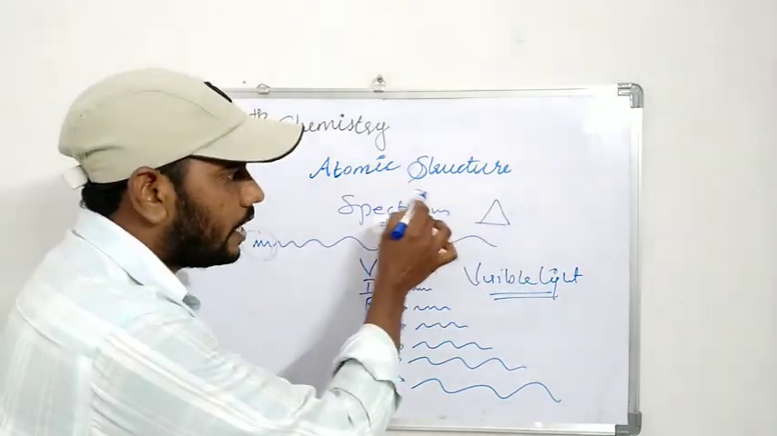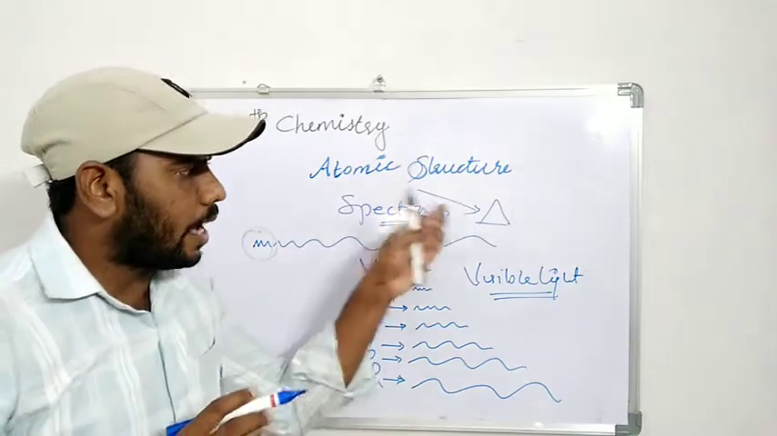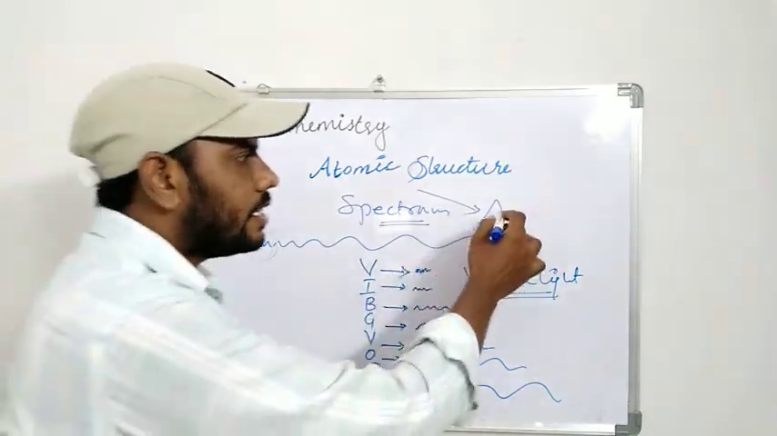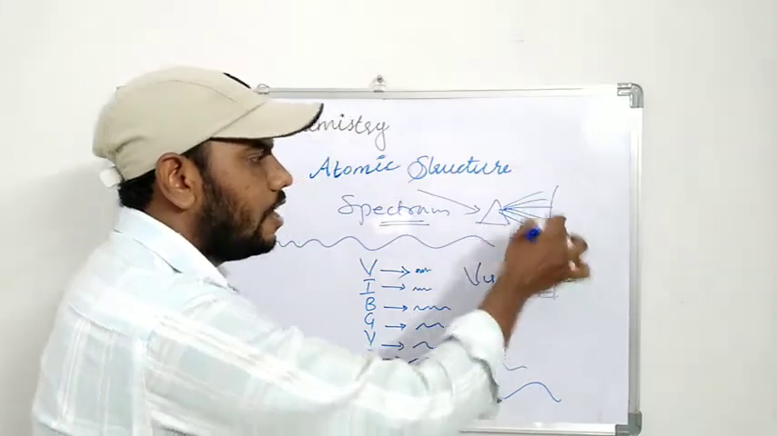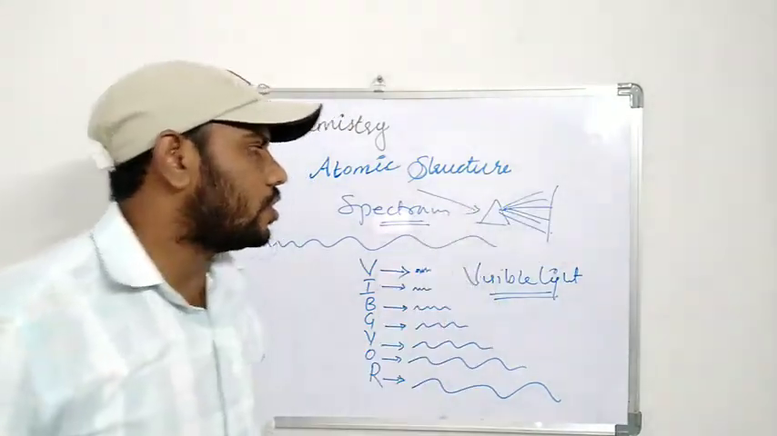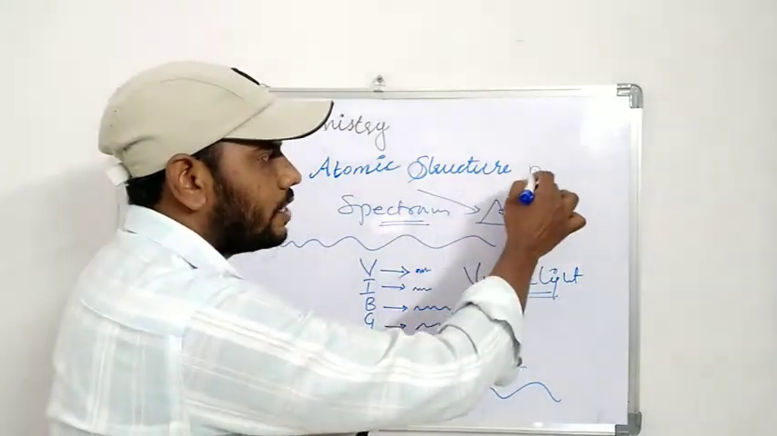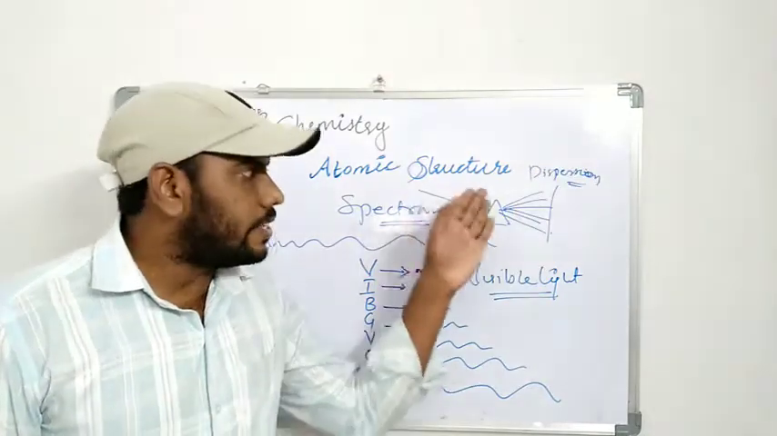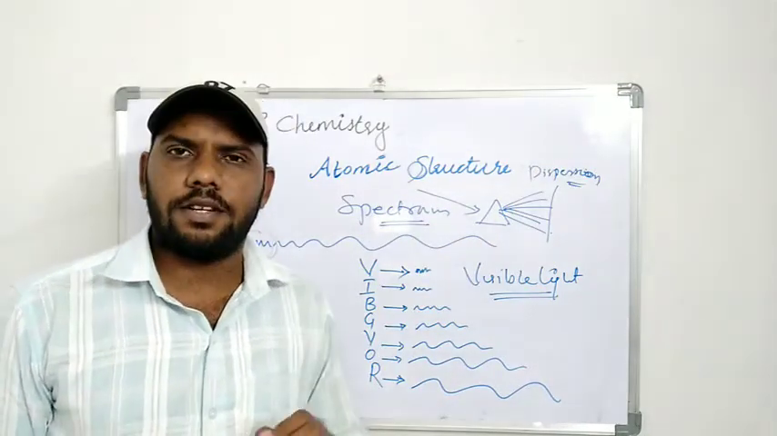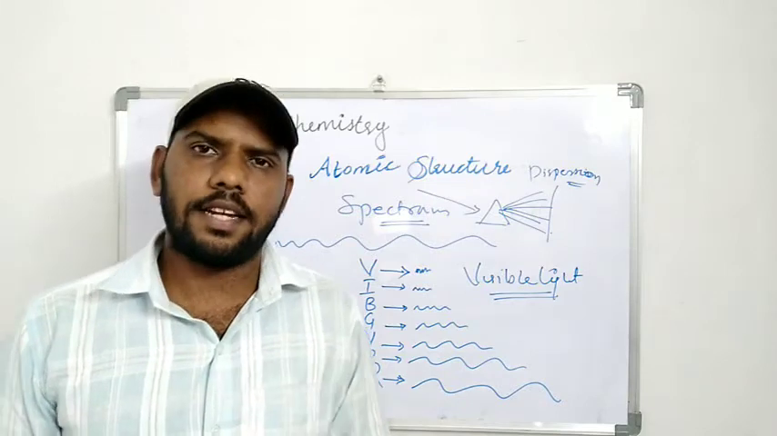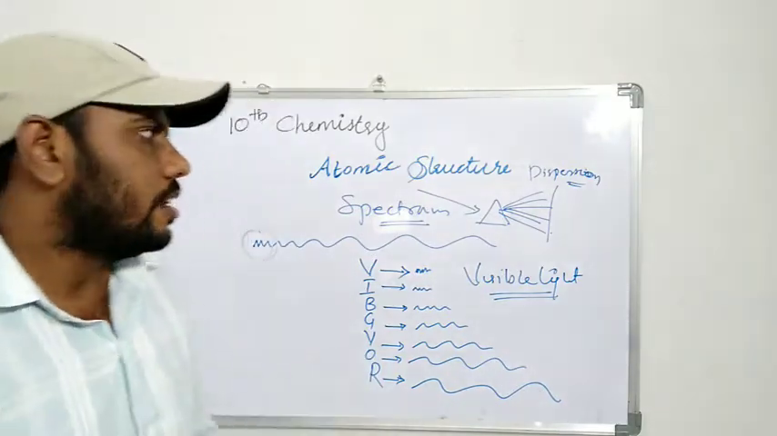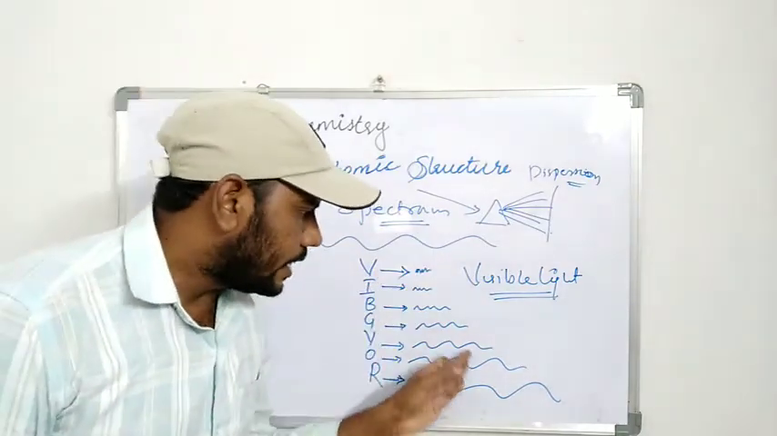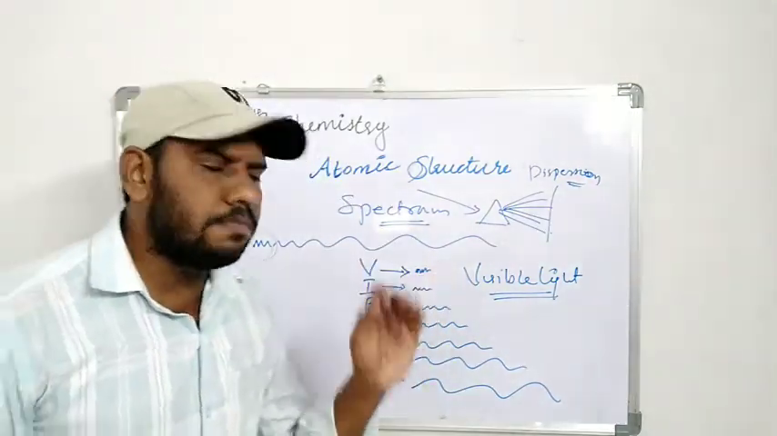When white light appears in the spectrum, it splits into 7 different colors, mainly VIBGYOR. This is also called dispersion of light. Remember, you will study much more about light in the lesson Human Eye and Colourful World. So we understood about the spectrum as well as visible light.